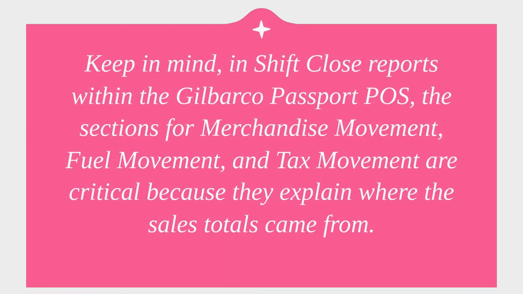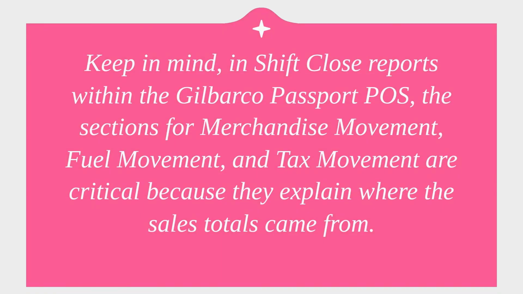Keep in mind, in Shift Close Reports within the Gilbarco Passport POS, the sections for merchandise movement, fuel movement, and tax movement are critical because they explain where the sales totals came from. Merchandise movement shows how in-store items performed by department and category. It validates that product sales recorded at the register are properly summarized into department totals and reflected in the shift's overall sales. Fuel movement tracks gallons sold, fuel sales dollars, and dispenser activity during the shift.